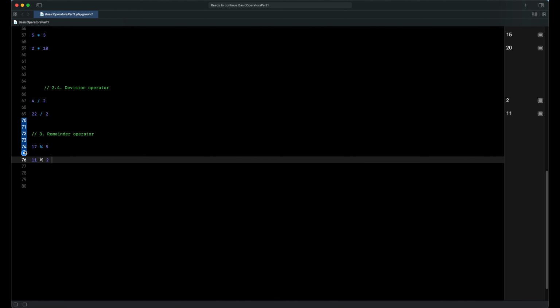For example, 17 and 5. We can put 5 three times in the number 17 and our remainder value will be 2. And the next example, 11 and 2. We can put number 2 five times inside the number 11 and our remainder value will be 1, because 2 times 5 equals 10, 11 minus 10 equals 1, and our remainder value is 1.